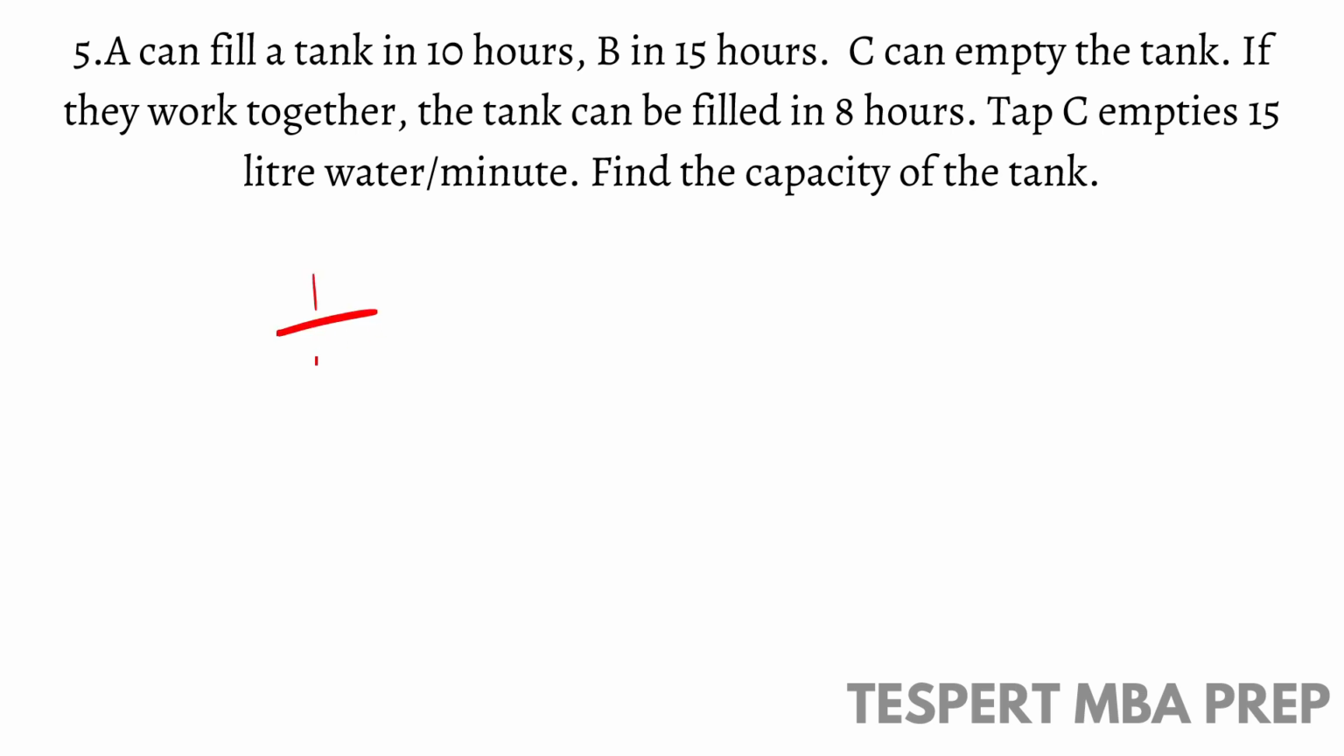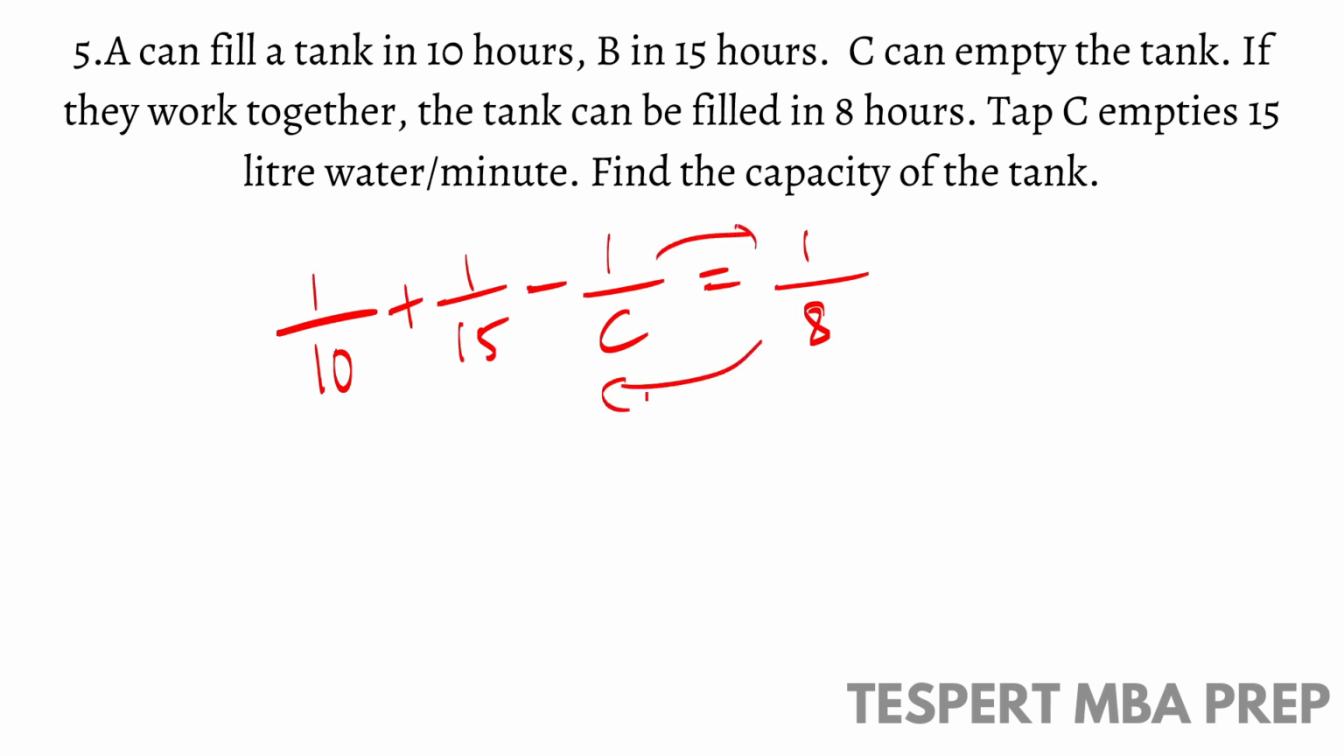So in 1 hour, A can fill 1/10 part of the tank, whereas B can fill 1/15 part of the tank, and we do not know about C, but it does negative work, so we shall consider minus here. And if all these work together, then they can fill the tank in 8 hours. So in 1 hour, if all these work together, it will be 1/8. So interchange these positions and take LCM. We will get C as 24. So C can empty the tank in 24 hours.